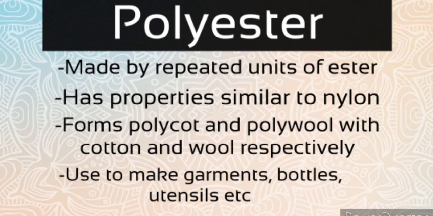Okay. Then what is the use of polyester? Generally it is used to make PET bottles. The bottles which we generally use at home, the plastic bottles, are made from it, and it is also used in making utensils and in the making of garments.